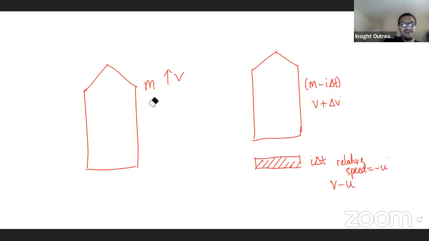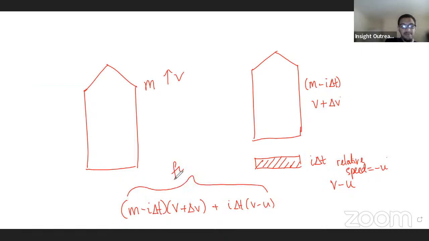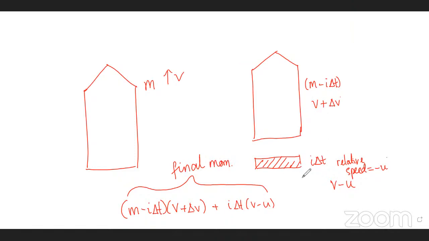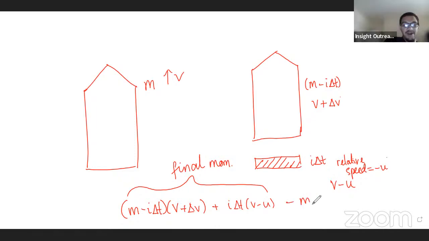So the final momentum is (m minus I delta t) times (v plus delta v), plus I delta t times (v minus u). That'd be the final momentum. So I've done the mass of the rocket, the mass of what's left times its speed, plus the mass of the fuel times that speed. Then take away mv, the initial momentum, and you're saying that's equal to 0.